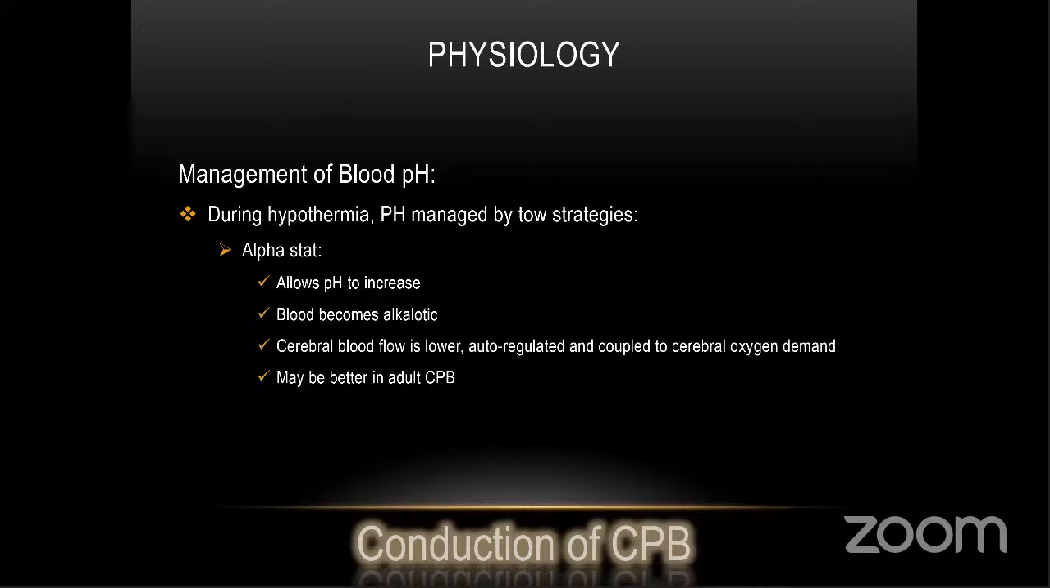But with alpha stat, you allow the pH to increase with hypothermia and the blood becomes alkalotic, but cerebral blood flow is lower, autoregulated, and coupled to cerebral oxygen demand. So it may be better in adult cardiopulmonary bypass.